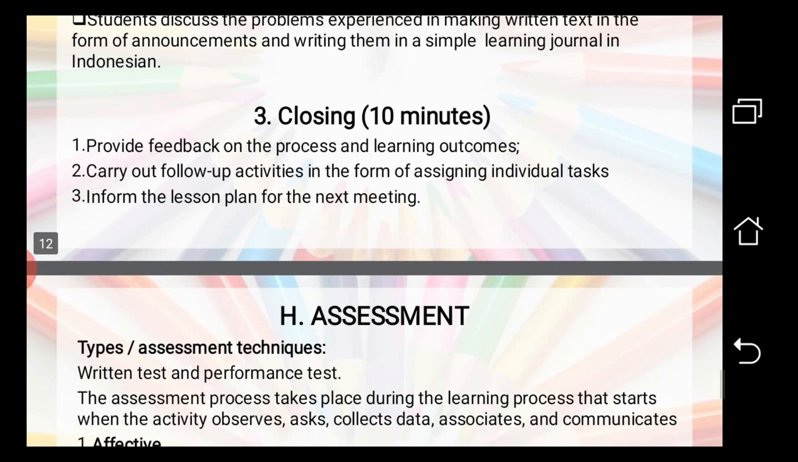Okay, the last stage of the steps of learning is closing. It covers about 10 minutes. Usually in this stage, teachers provide feedback on the process of learning outcomes and carry out follow-up activities in the form of assigning individual tasks and informing the lesson plan for the next meeting.